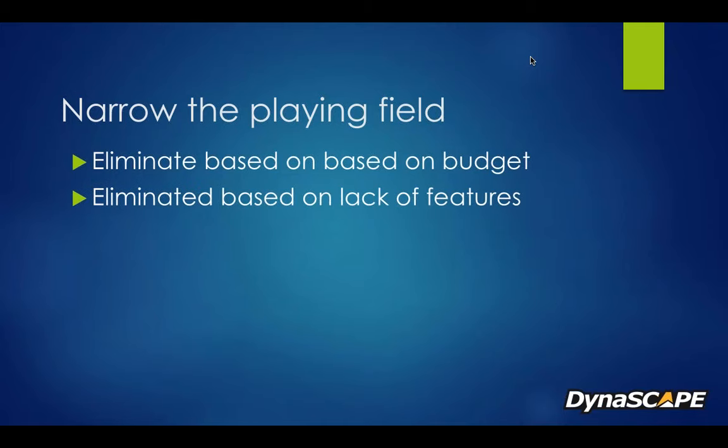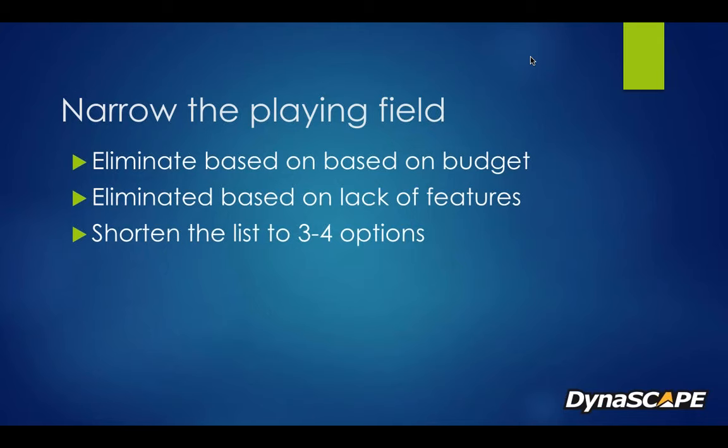Eliminate them based on the lack of features. So that feature list that you created, if the software falls short on that list, pull it out of the pile. It's not going to fit your criteria, and it's not going to serve you well, so pull it out of the pile. Ideally, you'd want to shorten the list to 3 or 4 options. You may start by looking at 7 or 8 options, maybe even 10, because there's tons out there.